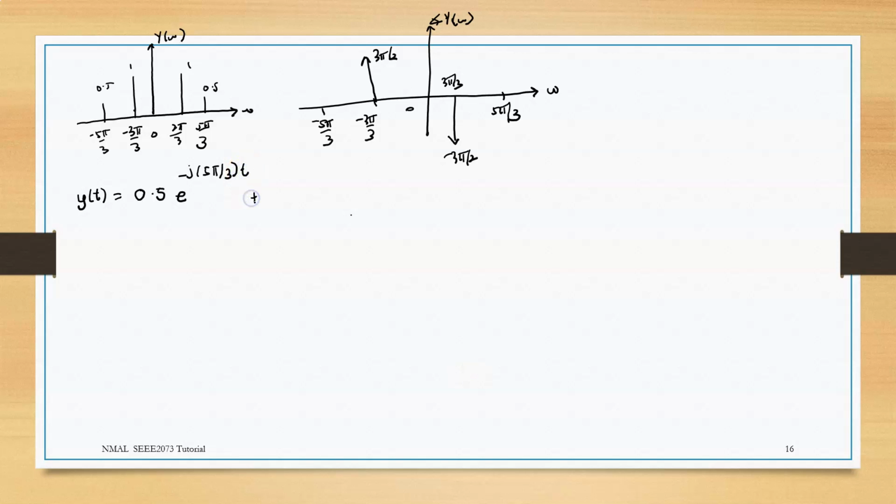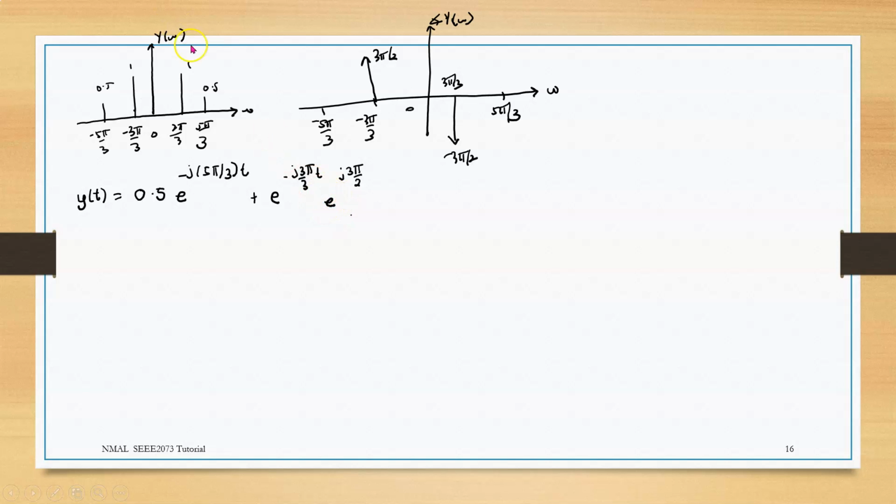And then plus this one, which is 1 at negative 3 pi over 3. So you take exponent negative j 3 pi over 3t, and for the phase you also have a component at negative 3 pi divided by 3. It means that here should be multiplied by exponent j 3 pi over 2. So don't forget the j. When you put the phase into the exponential form, don't forget the j.